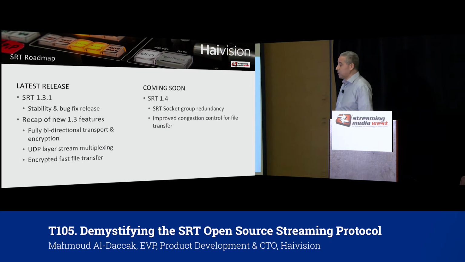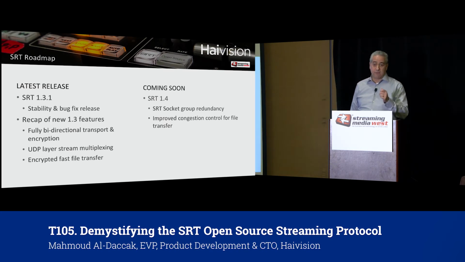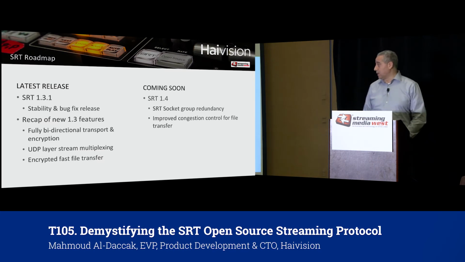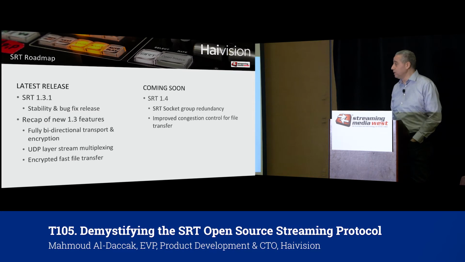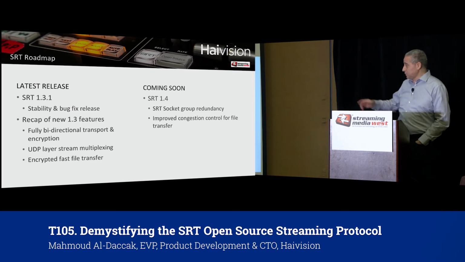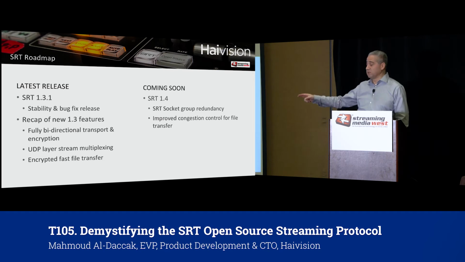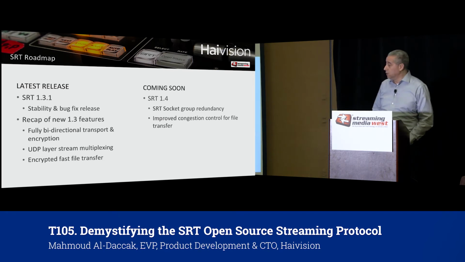We added also the multiplexing. So right now, instead of having one UDP port per connection, imagine if you have 6 streams that you want to send. You don't need to open 6 UDP ports and manage those 6 UDP ports. You can actually multiplex them over the same port. So basically, you can send 6 streams over one SRT connection. And again, that's also to make your life a lot easier when it comes to dealing with IT and opening UDP ports and whatnot. And of course, we introduced the fast file transfer support in the 1.3.